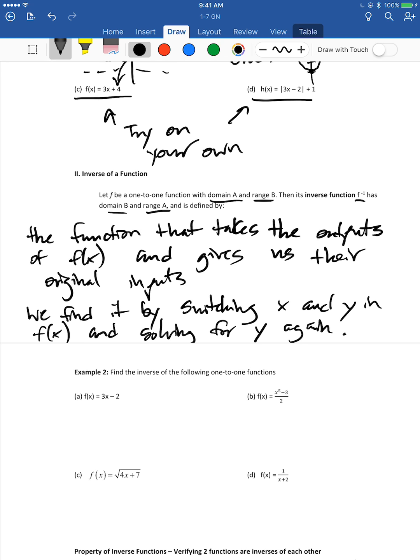That was probably a lot to take in too. That's okay. Pause this video. Take a breath. If we just look at our definition, then if we think about it, then we know why our function has to be one-to-one. We know why I just talked about one-to-one functions at the first part of this video. The function takes each output of f of x and gives us their original inputs.